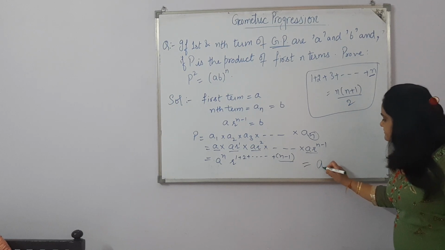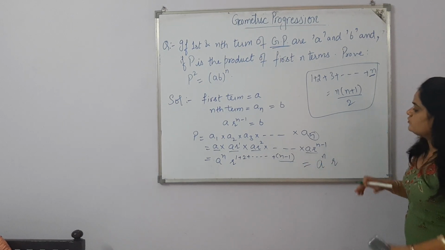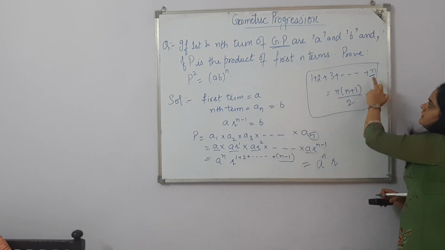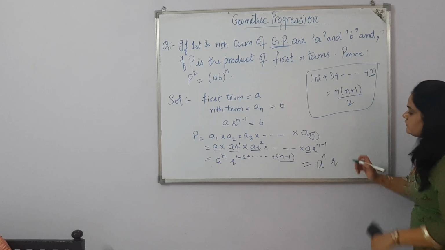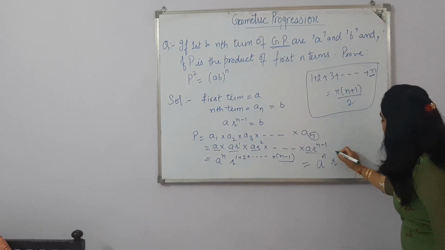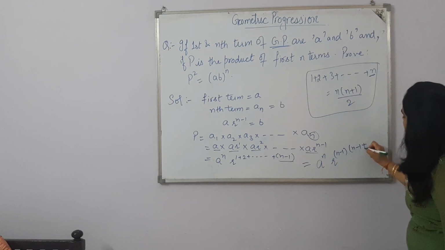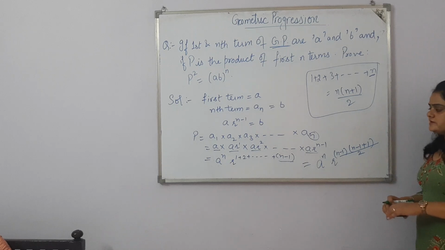So, A raised to power n as it is, R raised to power... We'll apply this result here. Here the last term is n, so we have written n, but here the last term is n minus 1. We'll write n minus 1. Again, in place of n, we'll write n minus 1 plus 1, divided by 2. Hope this is clear to you.